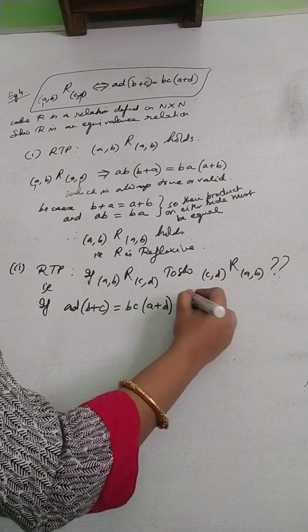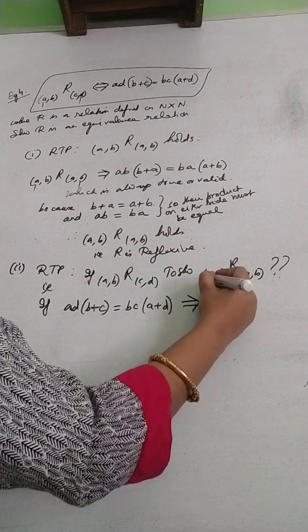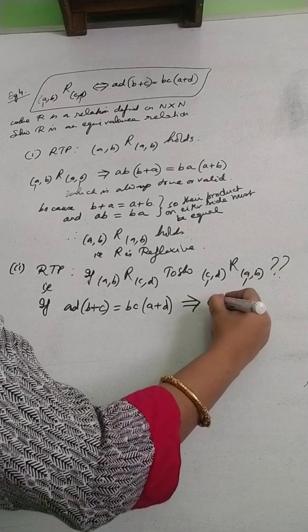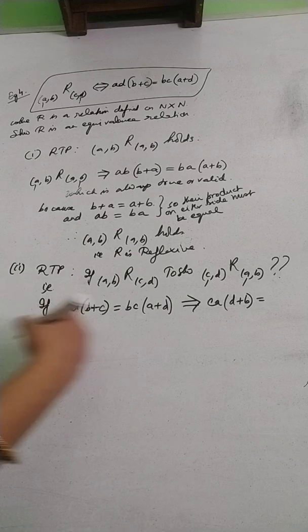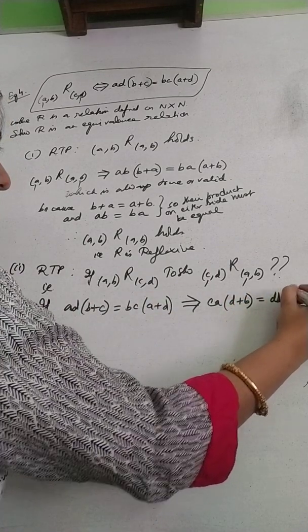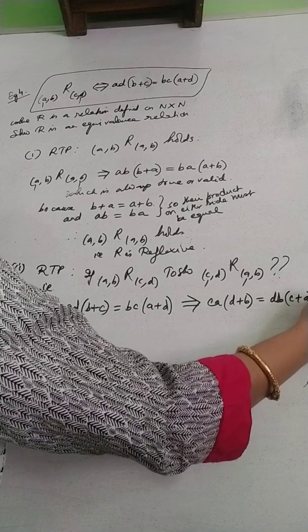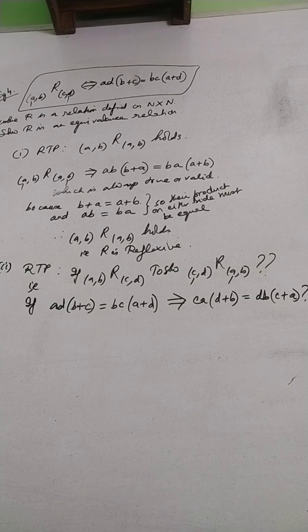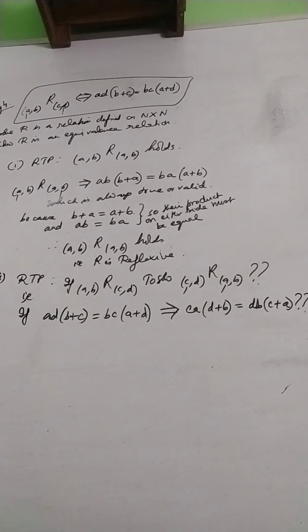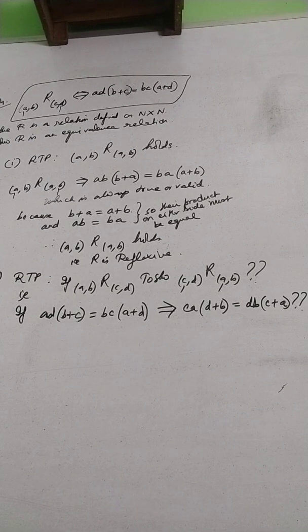whether it implies that, what will I have? First component into the last component, CA into D plus B is equal to, now the reverse, that is this one will become product now, DB into C plus A. Whether it is true or not, that is what we have to justify. Okay, this is what we have to justify, whether it is true or not. So how will we proceed? Now, D plus B is something which we have to obtain. Okay, so we will do it the either way round.